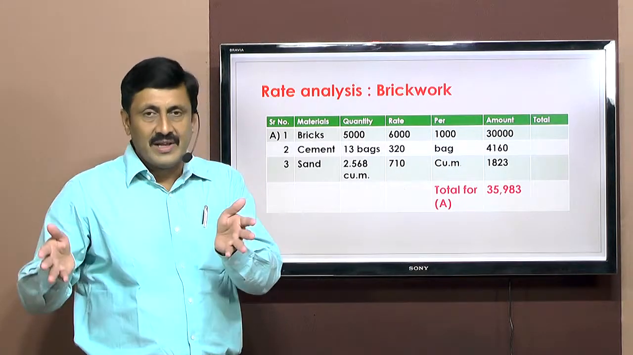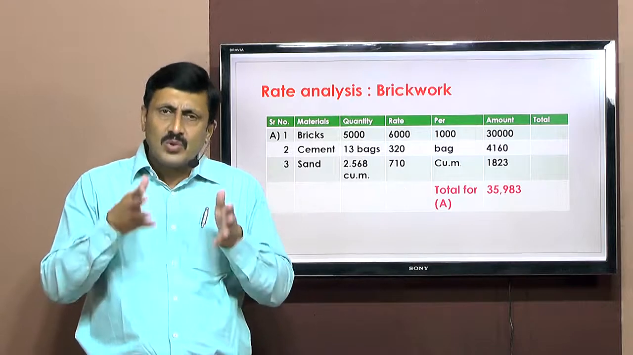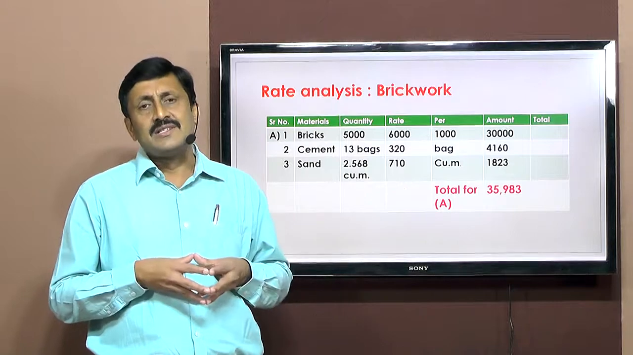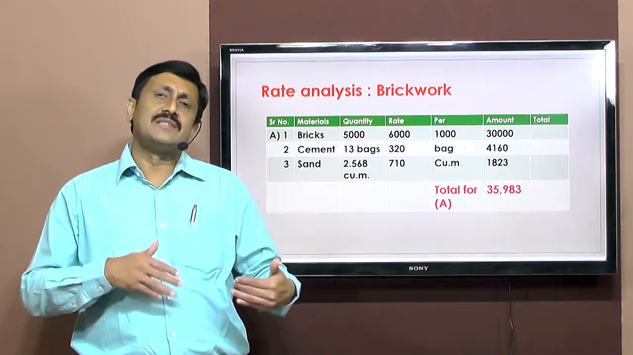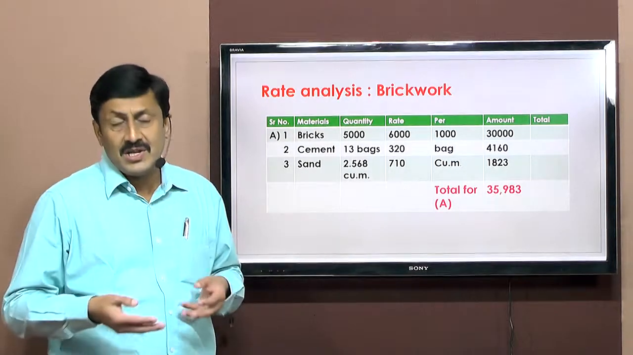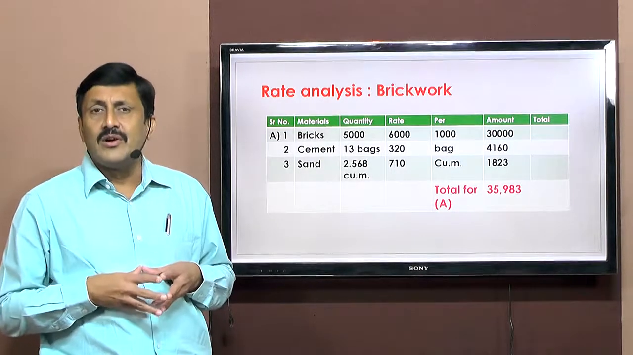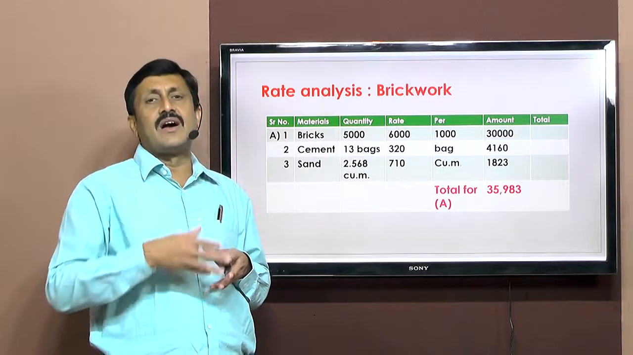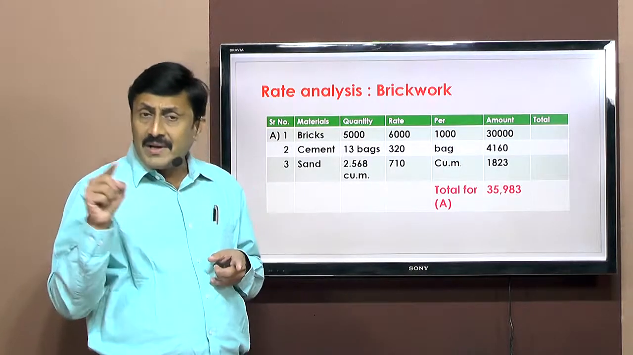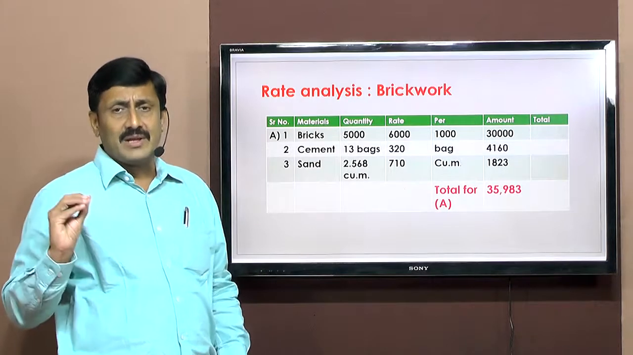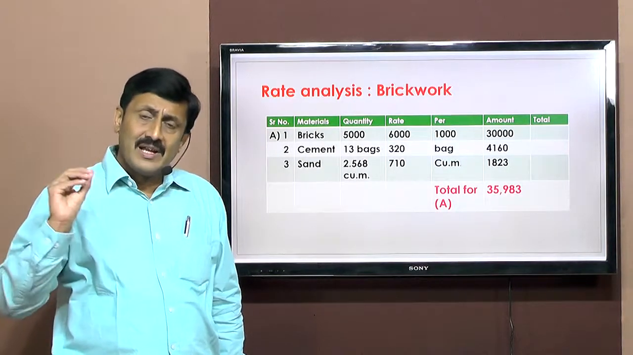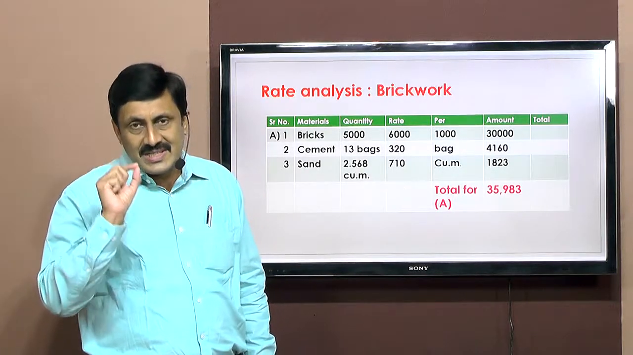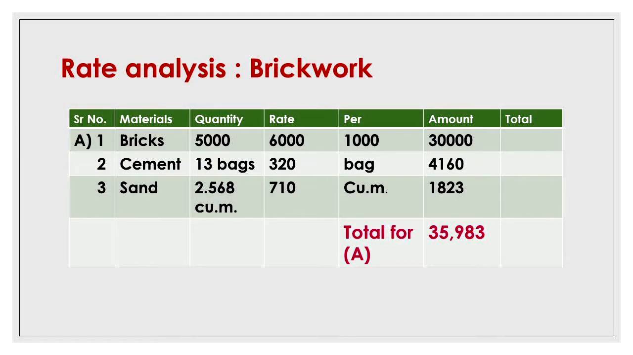Now these rates will go on varying, but for the calculation purpose or to understand the procedure of rate analysis, we have assumed it as 6,000. It may vary, it may be less, it may be more also. So accordingly you can change to determine the practical rate per unit of brickwork. So 5,000 is the quantity of bricks. Here we are assuming the rate as 6,000 per thousand. Normally when you go to purchase bricks, the rate which is quoted by the supplier of bricks is always per thousand. So 6,000 per thousand bricks.